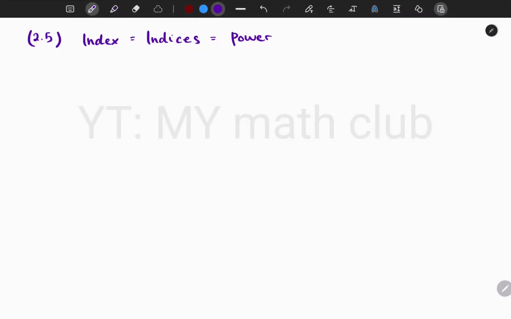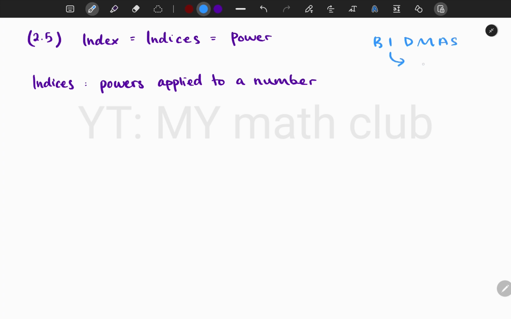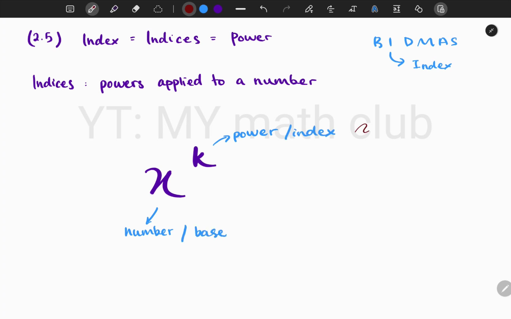In today's lesson, we will be covering indices. Indices are actually the powers we apply to our number. That is also why in our BITMAS abbreviation, I stands for index. And so, when we write the notation for any number raised by any power, it is the same as saying any base of any index.